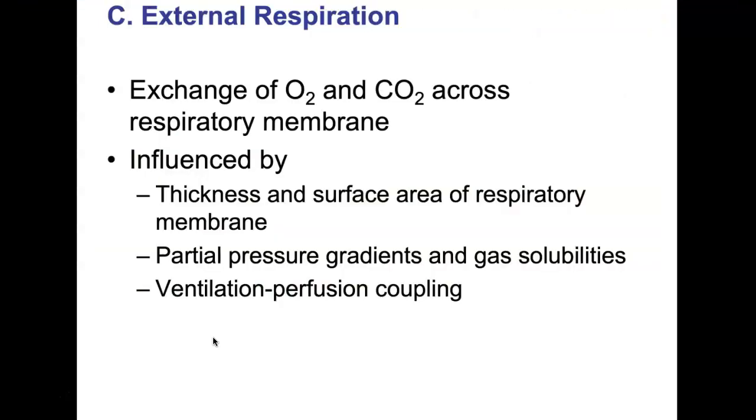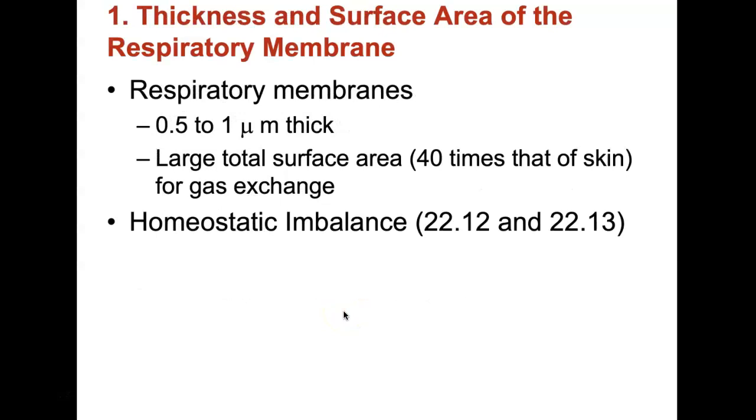Now we're going to move over and look at some of the factors that influence external respiration. We said that external respiration is the exchange of both of these gases across the respiratory membrane, and this happens in the lungs. We're going to outline three factors: the thickness and surface area of the respiratory membrane, partial pressure gradients and gas solubilities, and finally the concept of ventilation and perfusion. Let's begin with the thickness and surface area of the respiratory membrane.